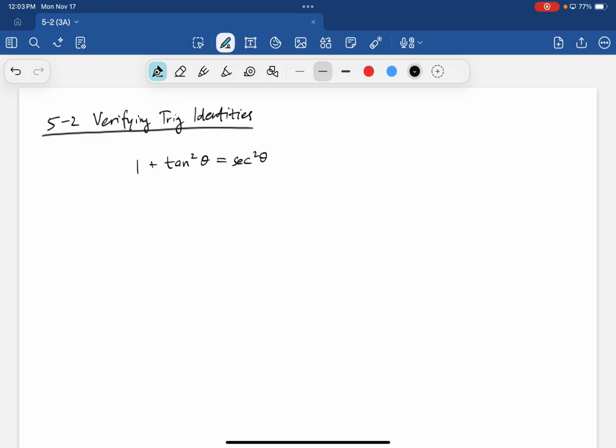And so we would convert tangent probably into sine over cosine. So we would do 1 plus sine squared over cosine squared. So just simplifying the left side. And then probably convert this 1 into cosine squared over cosine squared to get the denominators to be the same. So cosine squared over cosine squared plus sine squared over cosine squared. And then you can combine the numerators because now the denominators have been made the same.